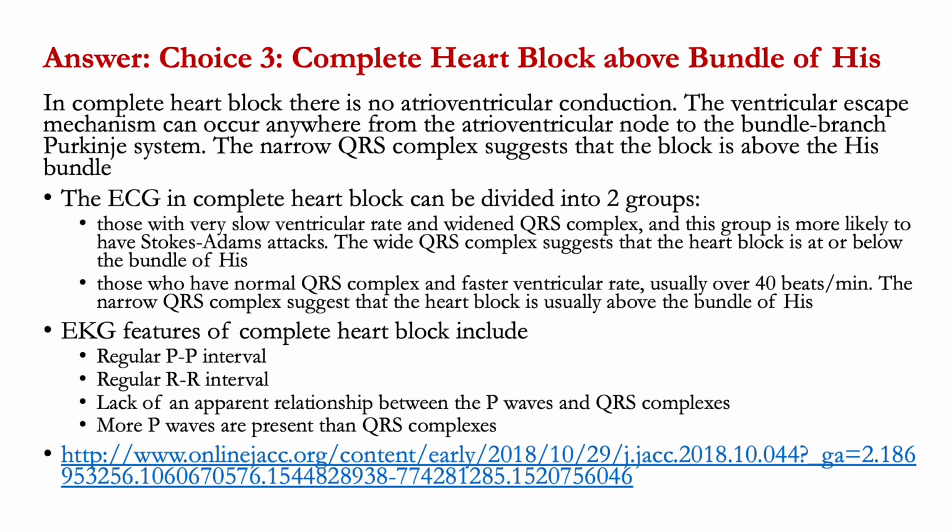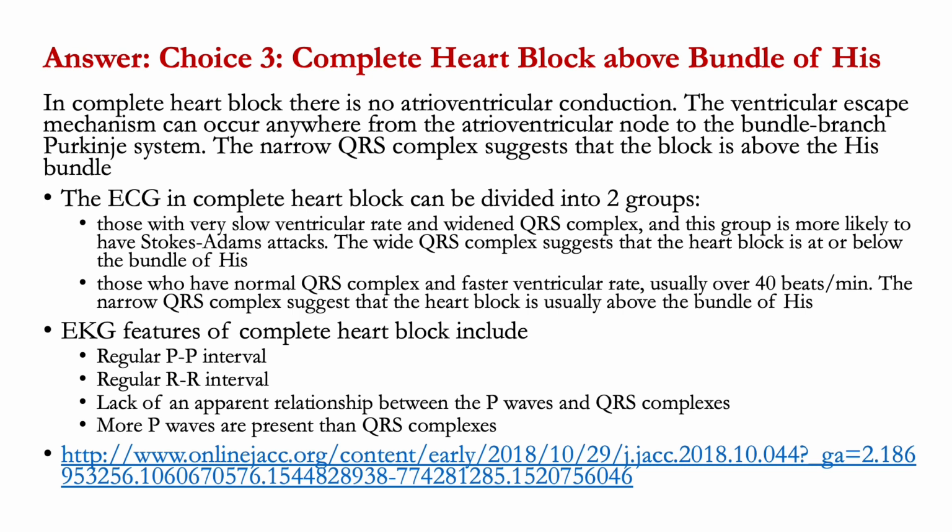The EKG in complete heart block can be divided into two groups. The first, those with very slow ventricular rates and widened QRS complex, and this group is more likely to have Stokes-Adams attacks. The wide QRS complex suggests that the heart block is at or below the bundle of His. Those with normal QRS complex and fast ventricular rate, that is usually over 40 beats per minute, is the second category. The narrow QRS complex suggests that the heart block is usually above the bundle of His.